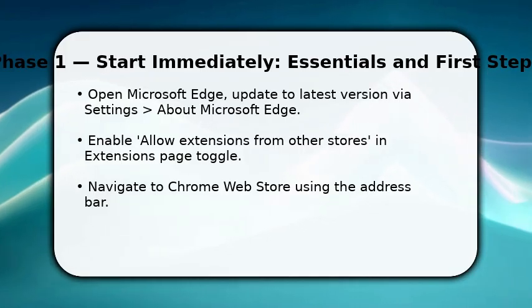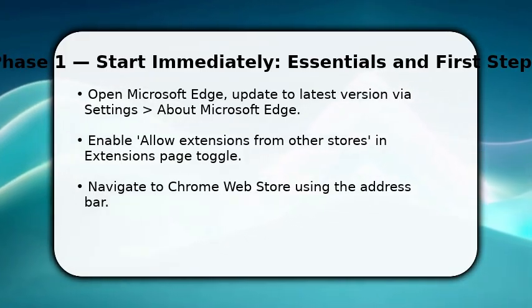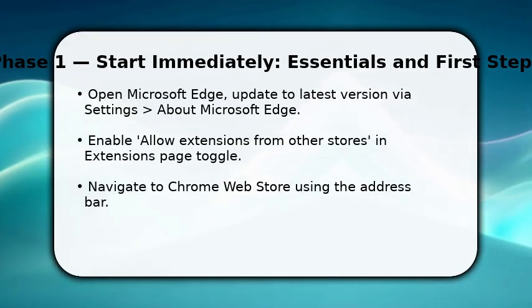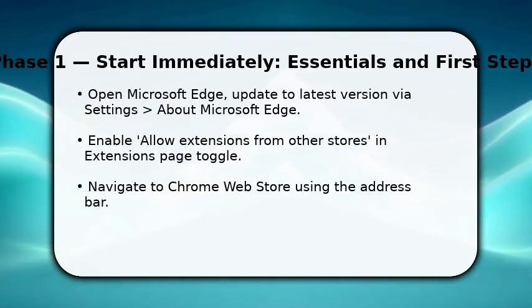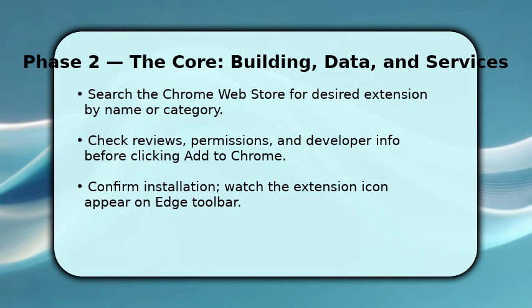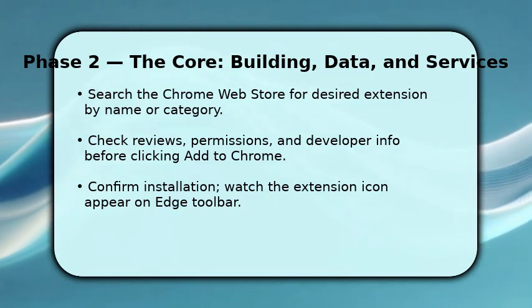Next, go to the Chrome Web Store in the address bar. You need the store interface to find what you want. Make sure you keep Edge open and signed into the profile where you want the extension installed. You search the Chrome Web Store for the extension and pick a matching result.